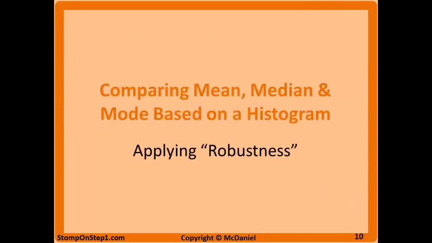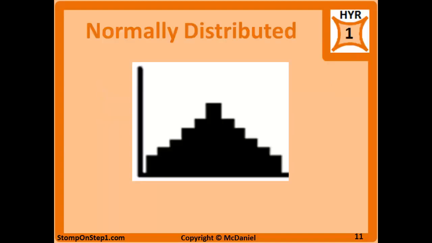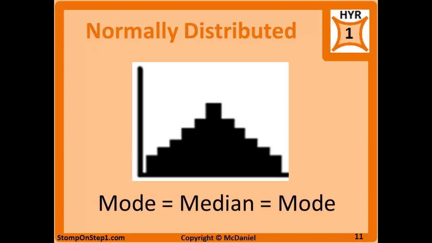Now that we have covered mean, median, and mode, we can apply what we've learned to histograms. We'll start off here with the easiest one. This is a histogram of data that's normally distributed, so that means when you look at the histogram, the left and right sides are a mirror image of each other. And in these cases, the mean, median, and mode are all the same value. They're all here at the highest point.